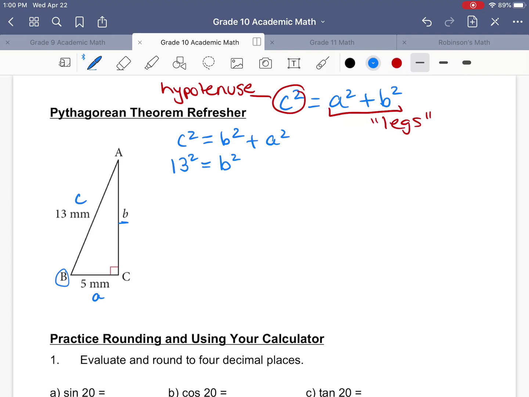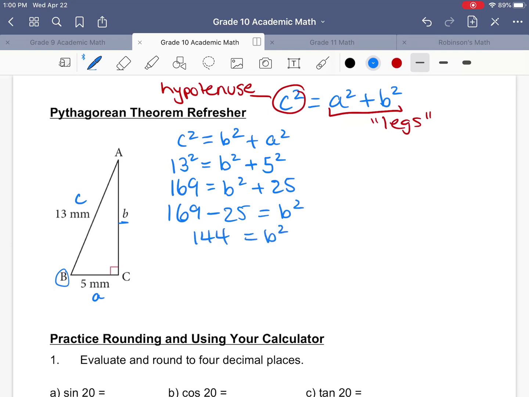plus a squared, which is 5 squared. So 13 squared gives us 169. That's equal to b squared plus 25. We want to get b squared by itself, so we are going to subtract 25 from the left-hand side. And that gives us 144 is equal to b squared.